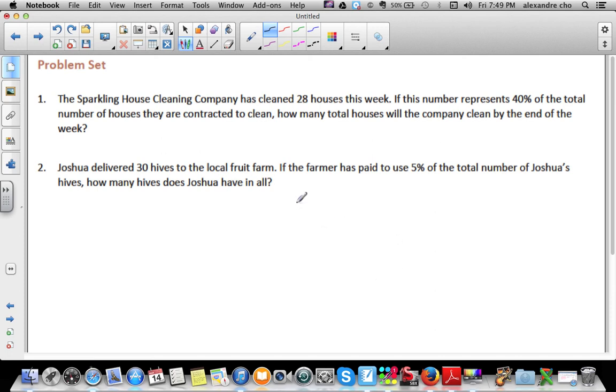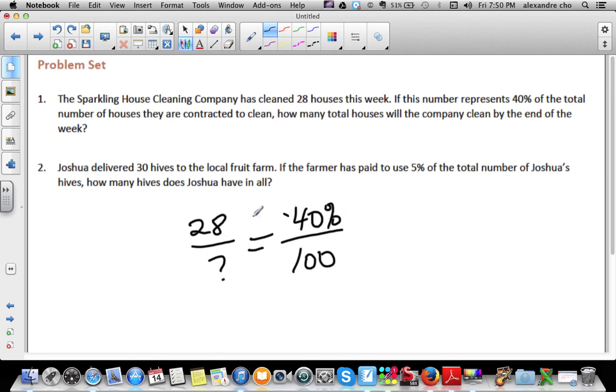Okay, Sparkling House Company cleaned 28 houses. This number represents 40% of the total. So let's see how we do this. So if I have something like this, and 40% means 28 houses, and they want to know how many houses they're going to clean at the end. So they cleaned 40%, and 40% means 28, okay, because they're giving you that. So we want to know what 100% of all the houses would be.